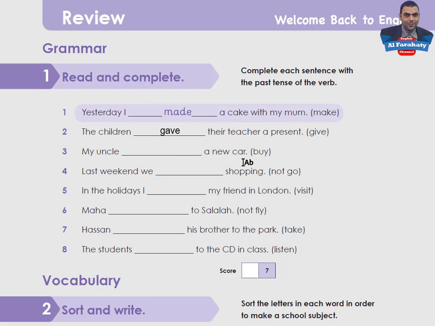Number 3, my uncle bought a new car. Excellent. Buy, bought, irregular verb. Last weekend we did not go. How to make the negative? Didn't go. Excellent. In the holidays I visited my friend in London. Maha, not fly. Didn't fly to Salalah. We can write it did not.